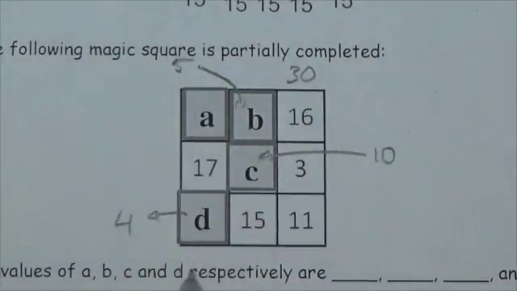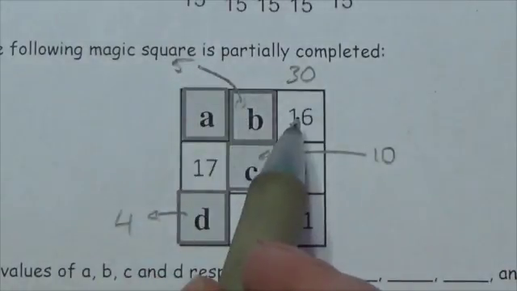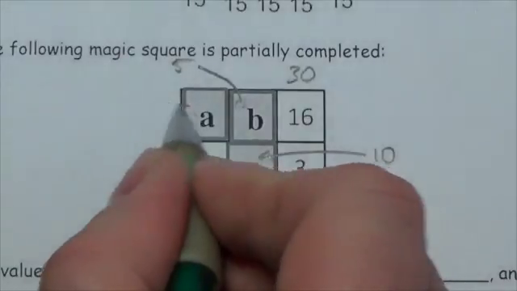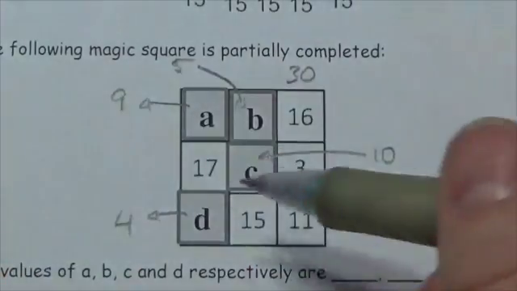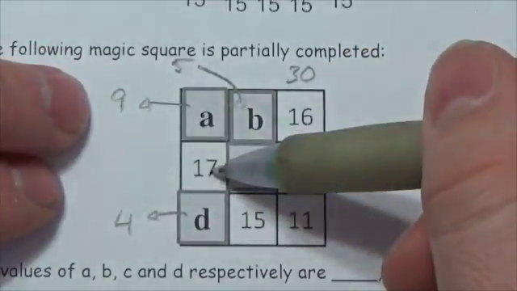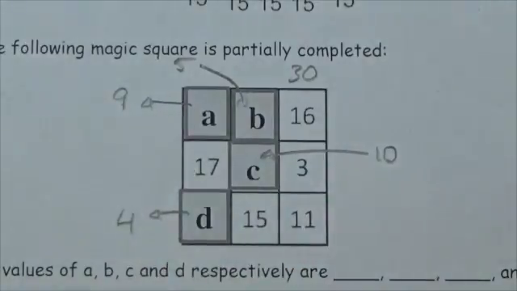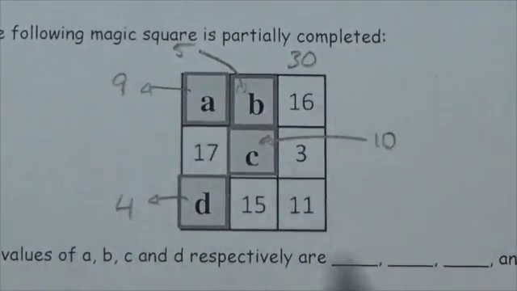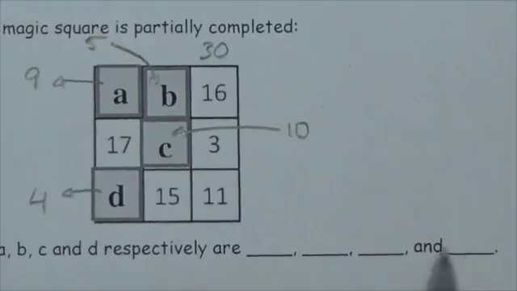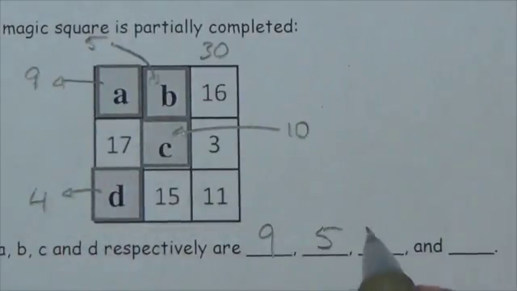And now to see if we are on the right track here, there are 2 different ways we could come up with the A value. Now let's just take a quick look at this. 5 and 16 is 21. That would mean A would have to be equal to 9. Now let's just see if that works here. 9 and 17 is 26 and 4 is 30. So because I got some consistency in both directions here, I know that I'm right. So to fill in the values here of A, B, C, and D, A we said was 9, B we found out was 5, C was 10, and D was 4.